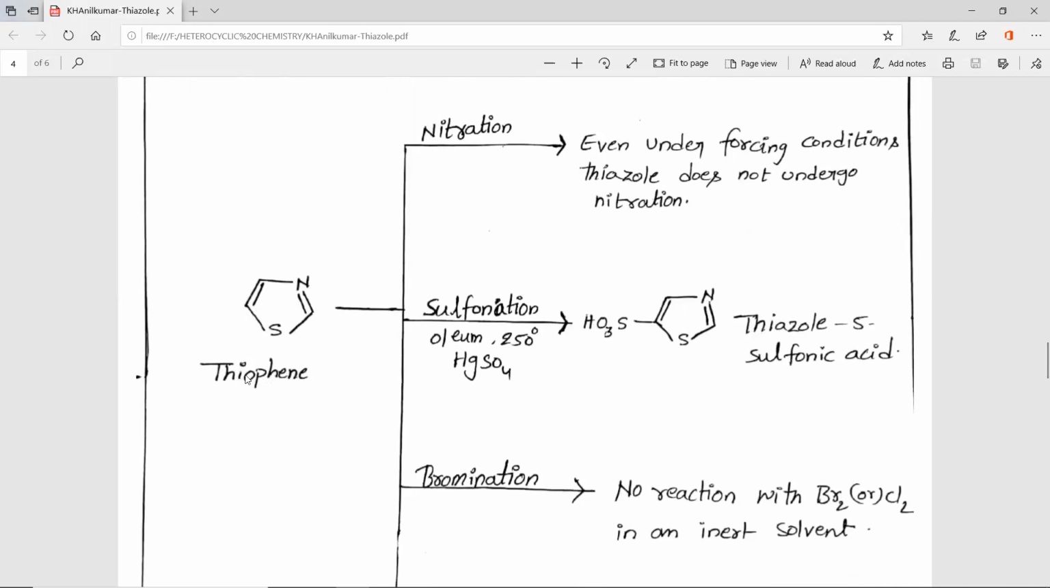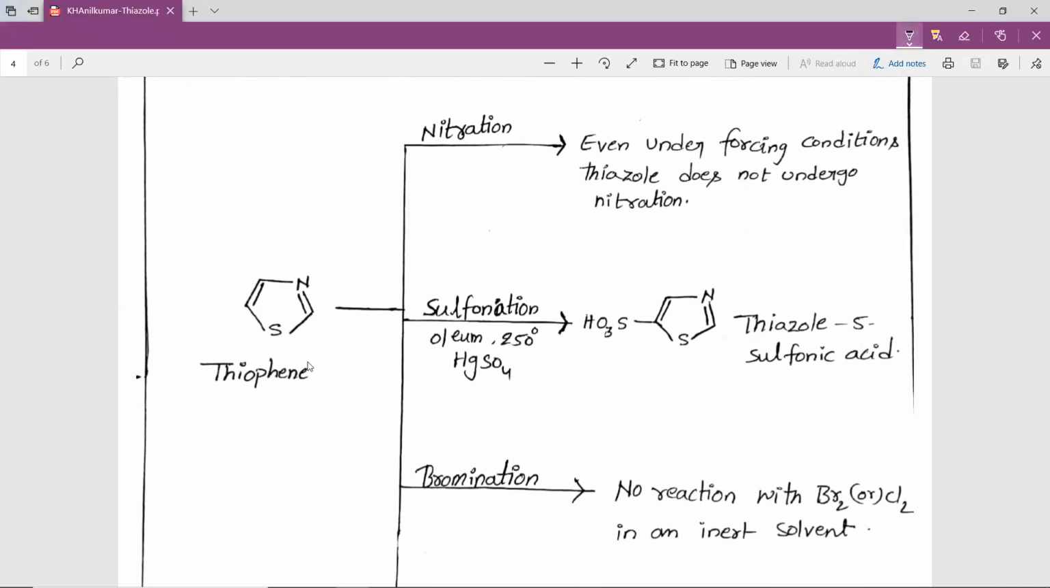So this is not thiophene, this is thiazole. It is prone to electrophilic substitution at position 5. 1, 2, 3, 4, 5. So electrophilic substitution usually occurs at position 5.